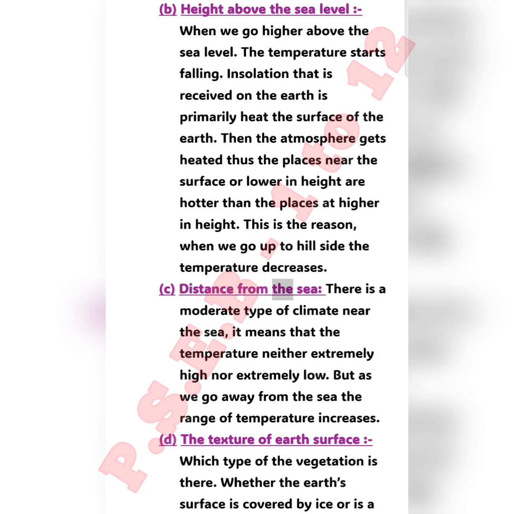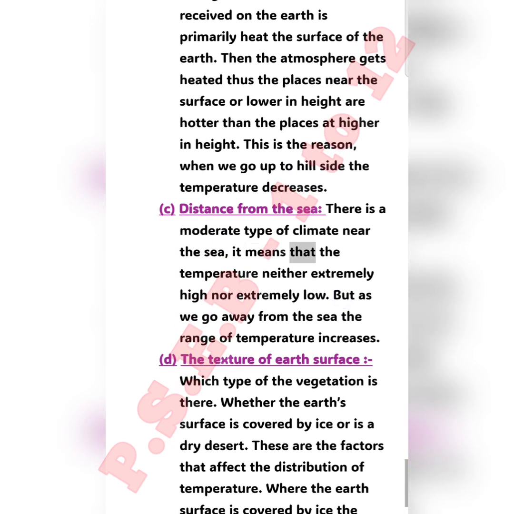Distance from the sea. There is a moderate type of climate near the sea. It means that the temperature is neither extremely high nor extremely low. But as we go away from the sea, the range of temperature increases.